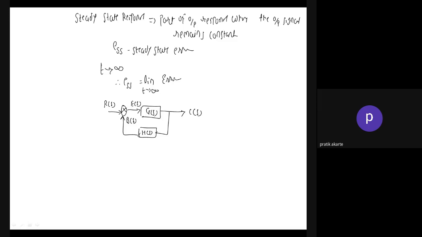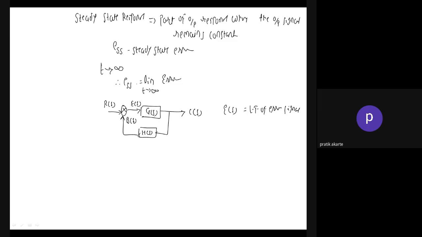So R of S is the Laplace of input signal R of t, C of S is the Laplace of output, B of S is the Laplace of feedback signal, E of S is the Laplace transform of the error signal. Now this is your generalized error. Whatever the error that you are feeding to the controller is the generalized error. That is, it's the difference between input and output.